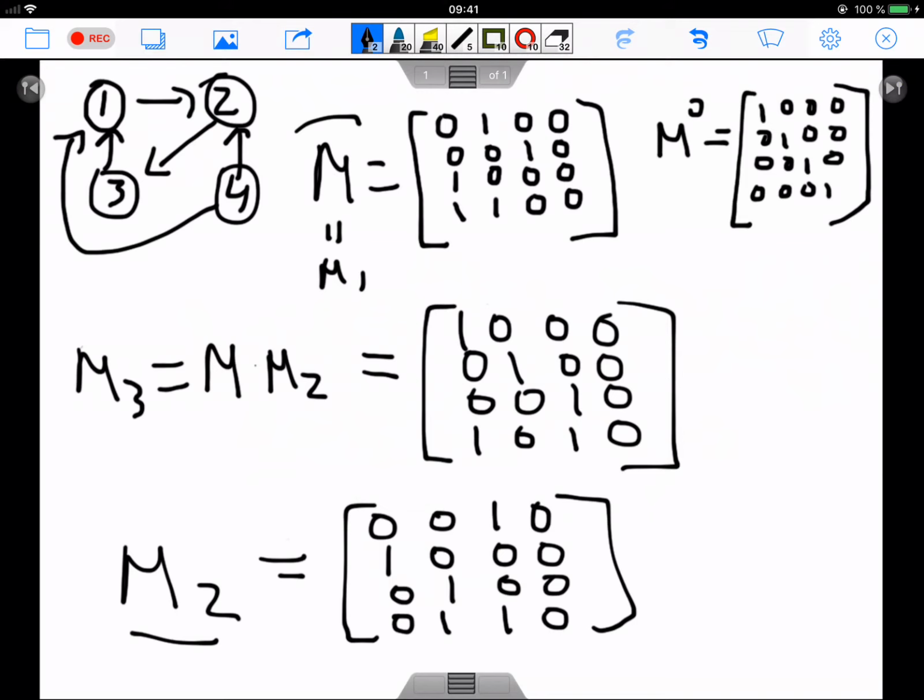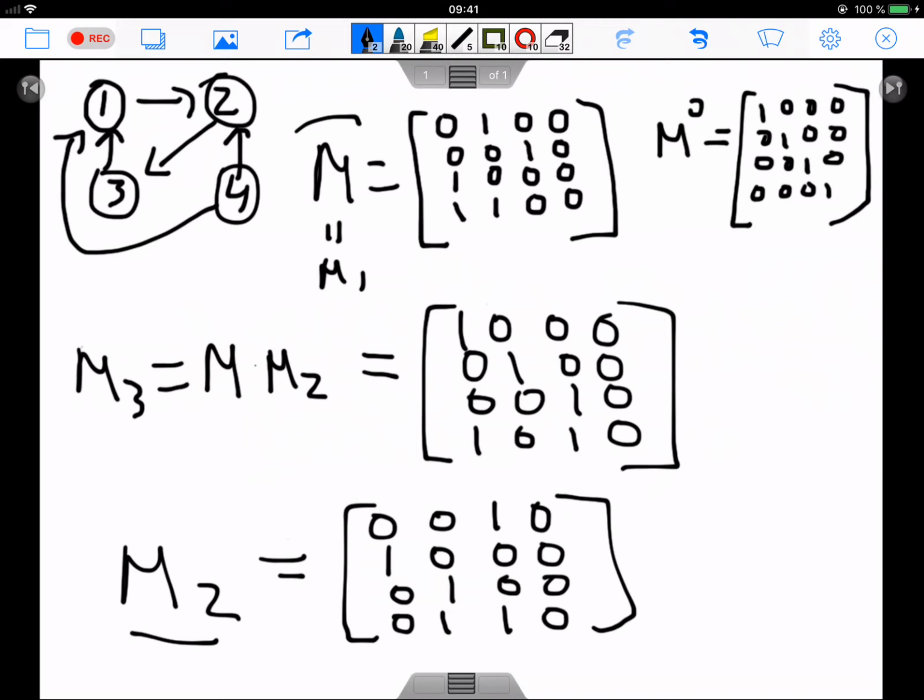And remember that now we can stop. We don't need to compute M4, because any path of length 4 or more can be reduced to a path of length 3 or less, which starts and ends in the same vertices. What we are interested in is whether we can reach a vertex from another, and not in how many paths or the length of those paths.